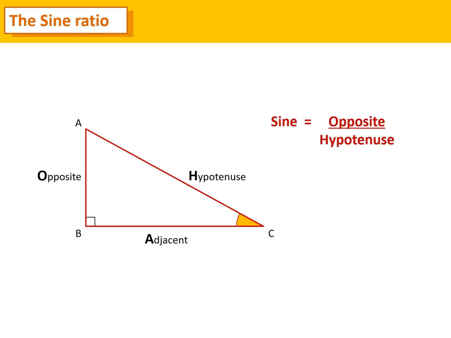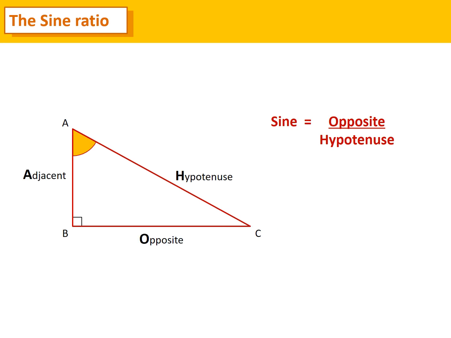The sine ratio, spelled S-I-N-E, is the ratio of the opposite side to the hypotenuse in a right-angled triangle. In this example, the opposite side is 10 centimeters and the hypotenuse is 18 centimeters. So the sine of angle C is 10 divided by 18.